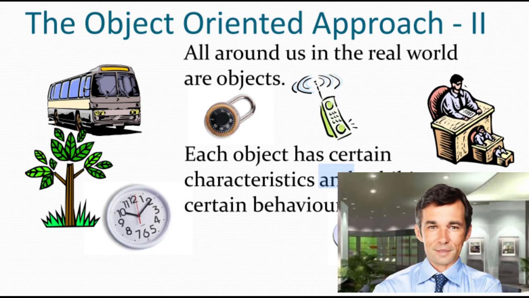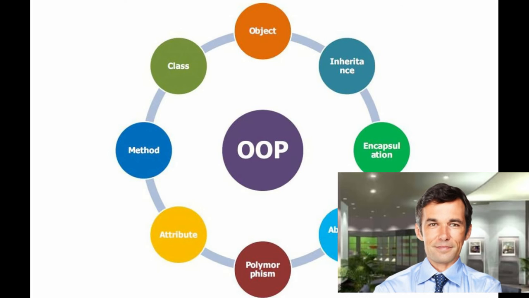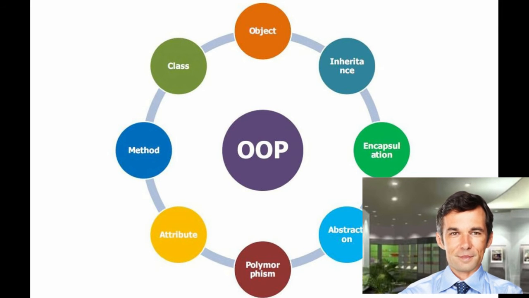There are some basic terminologies in object-oriented programming. I want you to go through all of these. Just read it once. 1, object. 2, class. 3, instance. 4, method. First of all, let me talk about class.